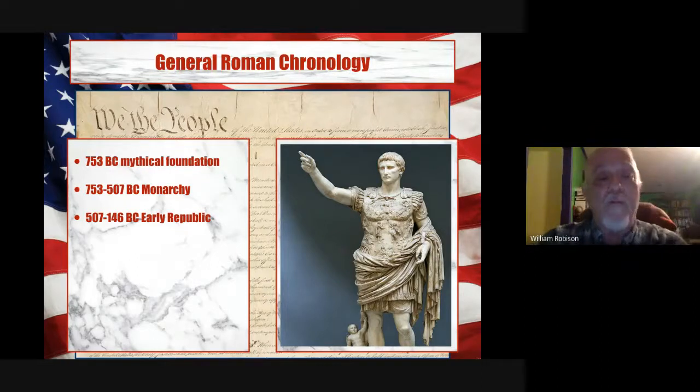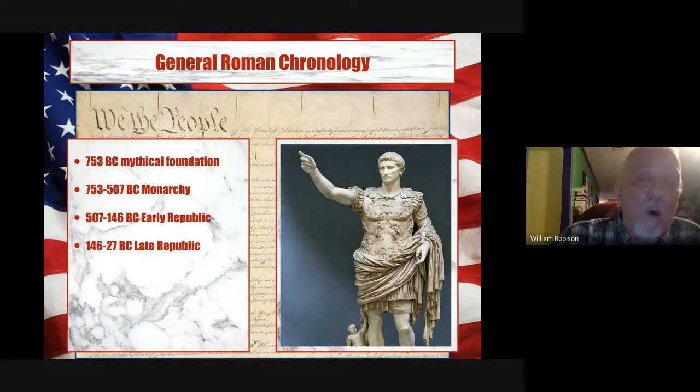And we know the period from 507 down to 146 as the early republic, a period in which the Roman state was expanding into territory beyond Italy, and also in which the rights of Roman citizens were gradually increasing. Then comes the late Republic from 146 to 27, by which time the Romans had created a vast Mediterranean empire, even though we don't call this the empire just yet. The terminology can be a little bit misleading and confusing when you're talking about the Romans.